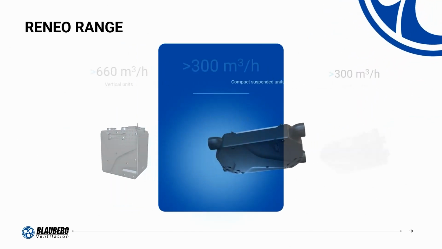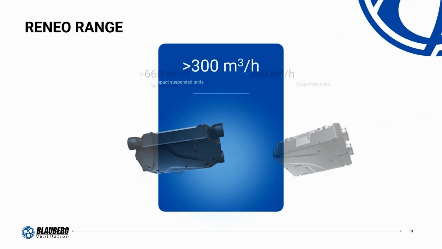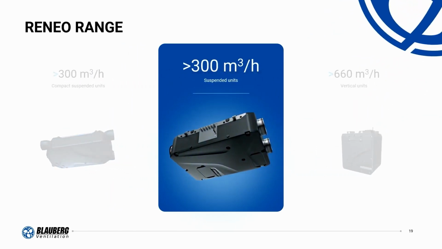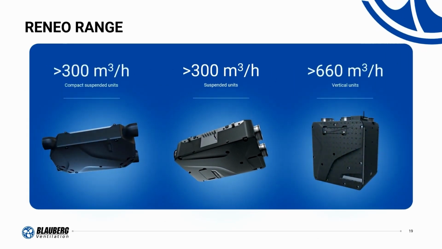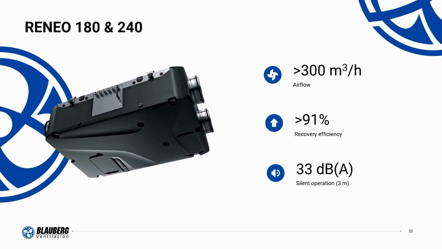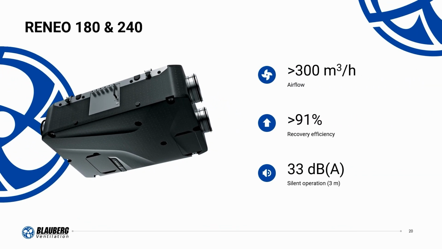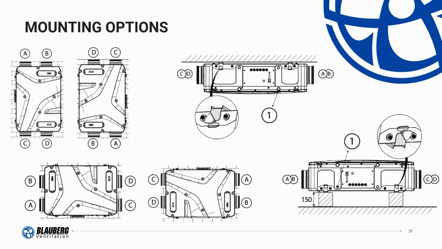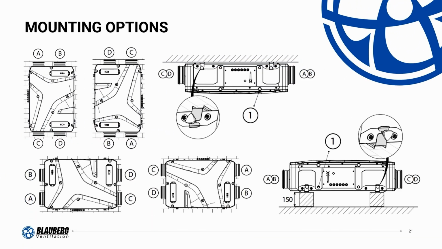The Reneo series includes EPP-cased units available in suspended, compact suspended, and vertical configurations. Reneo 180 and 240 are suspended units with EPP casings and a maximum airflow rate of 300 cubic meters per hour. The counterflow plate heat exchanger provides a recovery efficiency of up to 91%. The unit can be mounted on any surface in any position, with a condensate drain provided for each orientation.